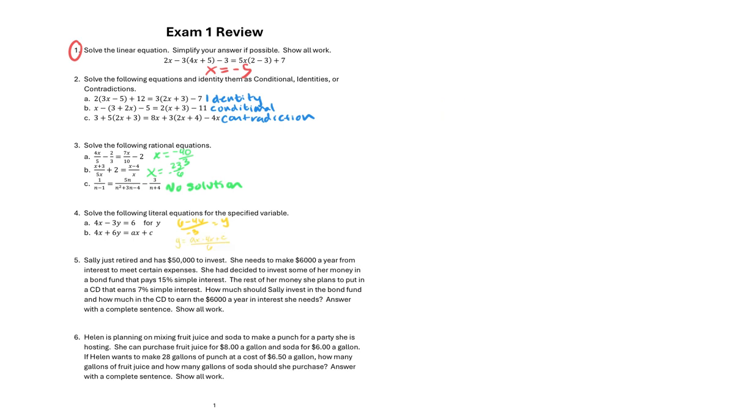Okay, so Sally is looking to invest $50,000, X amount into a 15% simple interest fund, and then a different amount from that $50,000 into the CD that earns 7% simple interest. And she wants to get $6,000 a year in interest. So step one is we need to remember our simple interest equation, which is going to be I equals PRT, where I is our interest, P is our principal, how much money we're putting into it, R is our rate, and T is time.